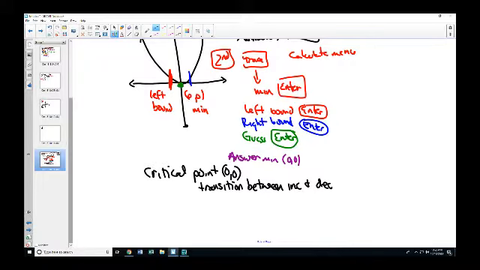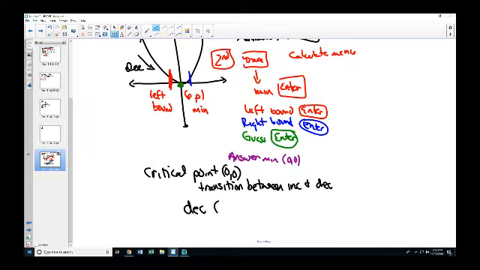So again, left to right analysis. On the left side here, what's happening? Are we increasing or decreasing? Left to right. Right, it's going down, correct? Decreasing here. Yeah? Yes. Okay, so we are decreasing on what interval?